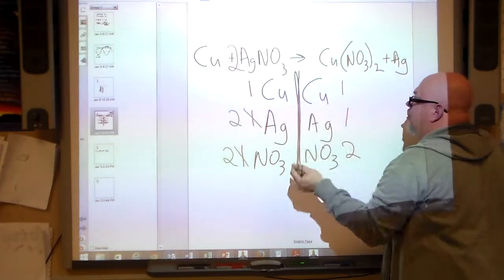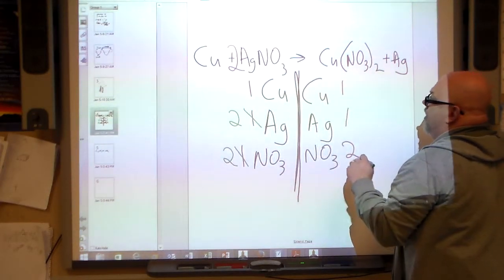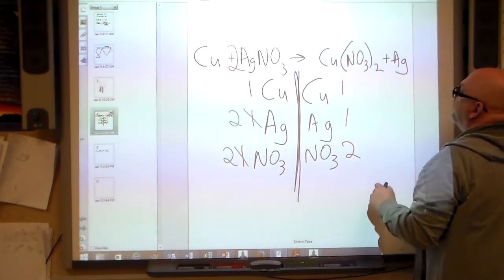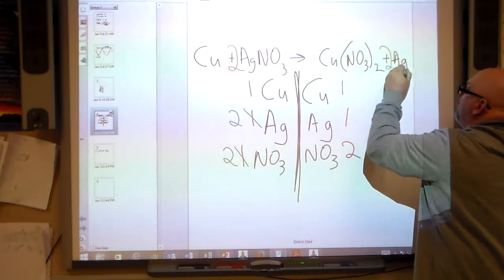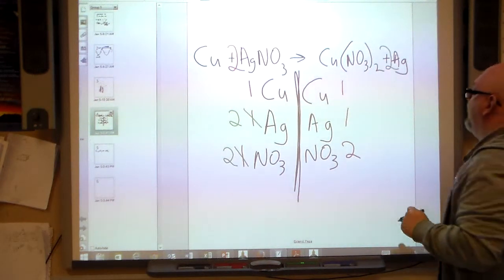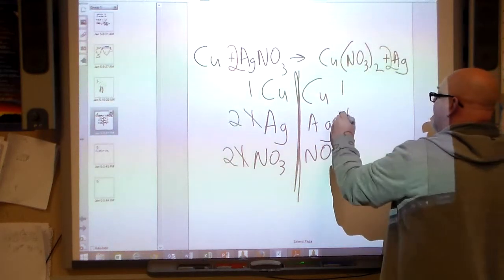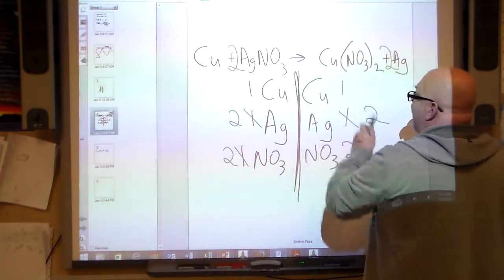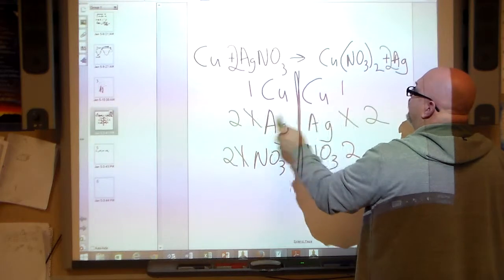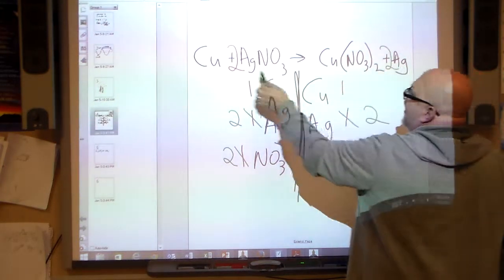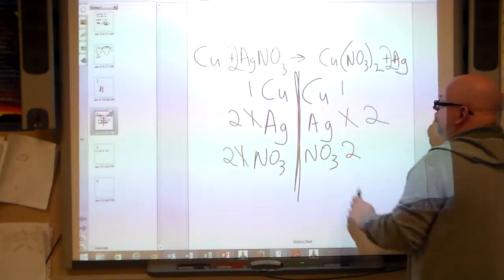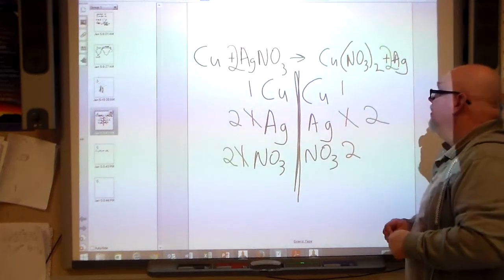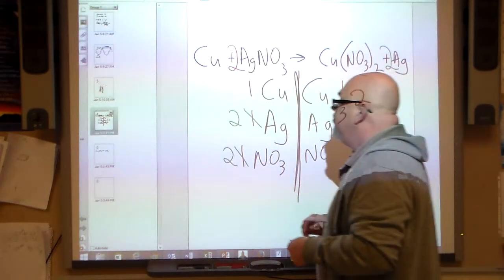Now, our coppers were good, our Ags, oh, we're not. But our NO3s, we are. So what do we need to do to fix the Ag? Well, we can put a 2 in front of the Ag, can't we? And that is very easy to balance out, because now we have 1 copper on both sides, 2 silvers on both sides, and we have 2 NO3s on both sides of the equation. We're good to go. We're fantastic. Okay, so this one is balanced. I hope this will help you guys out.